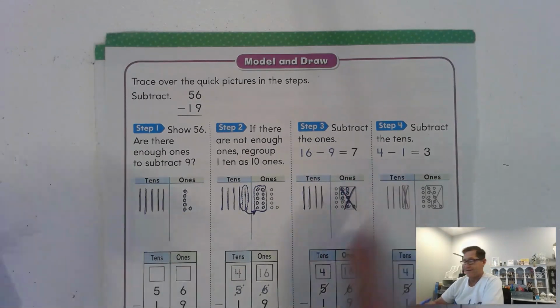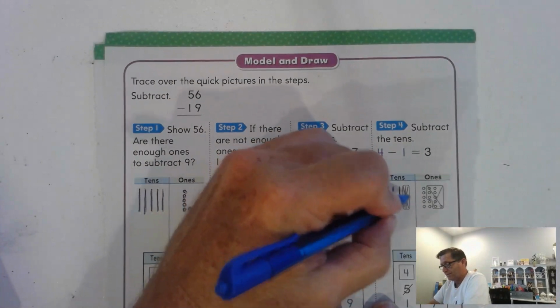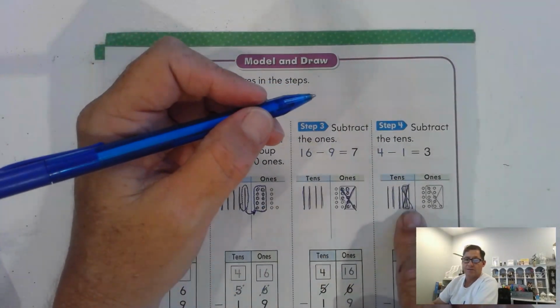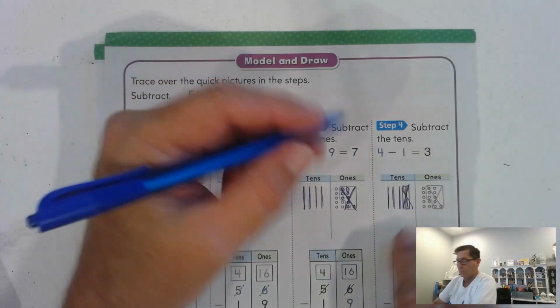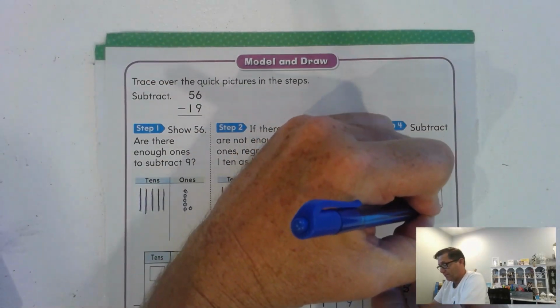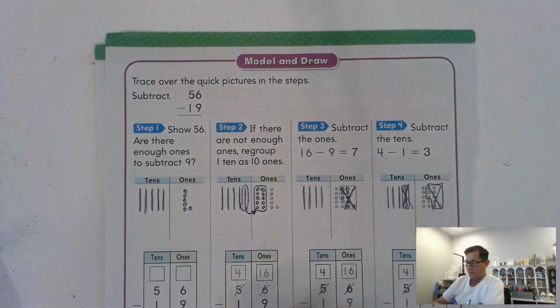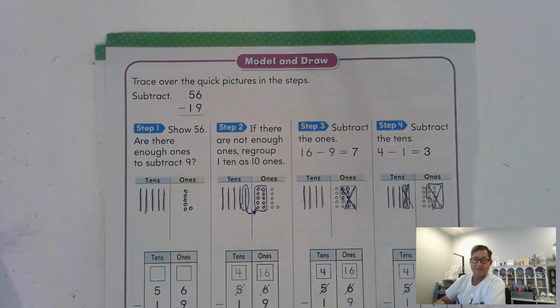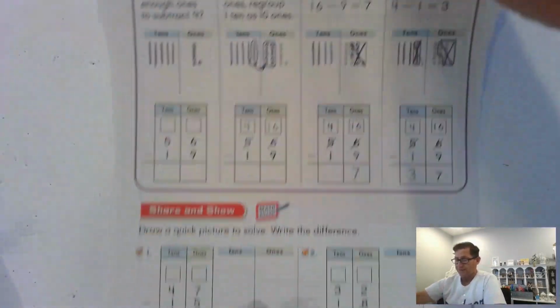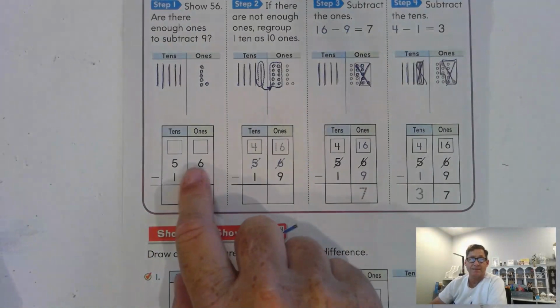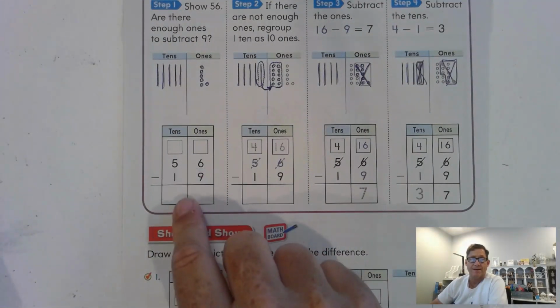Now we're at the tens, so we have 4 tens left, and we have to take away one of the tens. So cross out one of the tens. We're not changing the ones because we already subtracted those. So our answer is 37. So again, this is what I was working on in our last lesson. I was showing you these steps. This is what we have, 56 take away 19.